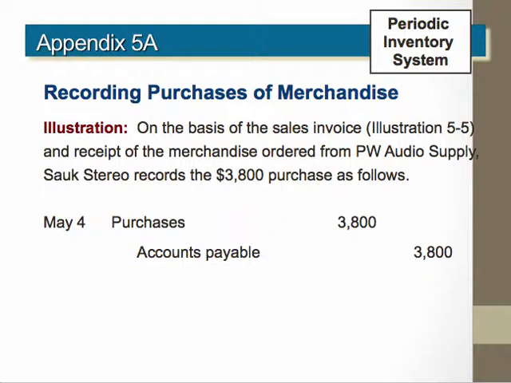So here's an illustration. On the basis of the sales invoice that we previously saw in other videos and the receipt of the merchandise ordered by the seller, this is what the buyer would have to recognize under the periodic inventory system. They would recognize an increase to purchases of $3,800 and a credit to accounts payable. So we would debit purchases $3,800, credit accounts payable $3,800. At the end of the period, this purchase account would be zeroed out, very similar to a temporary account, but this amount would end up going into inventory.